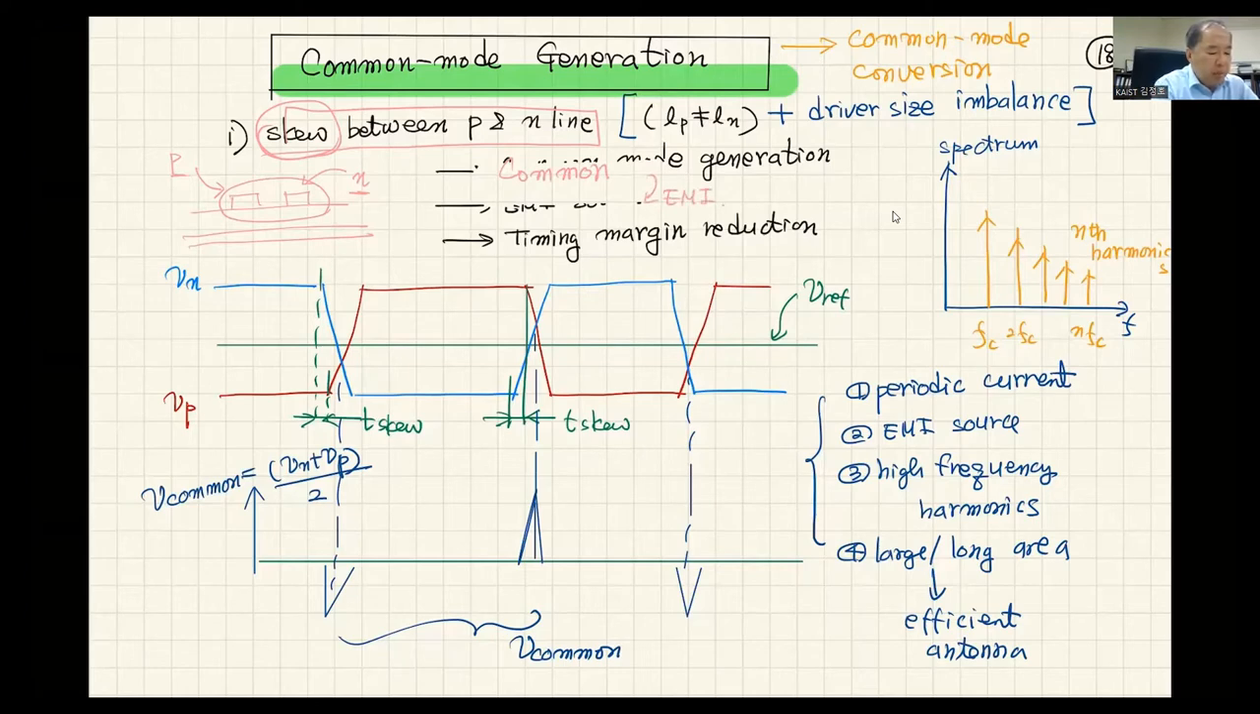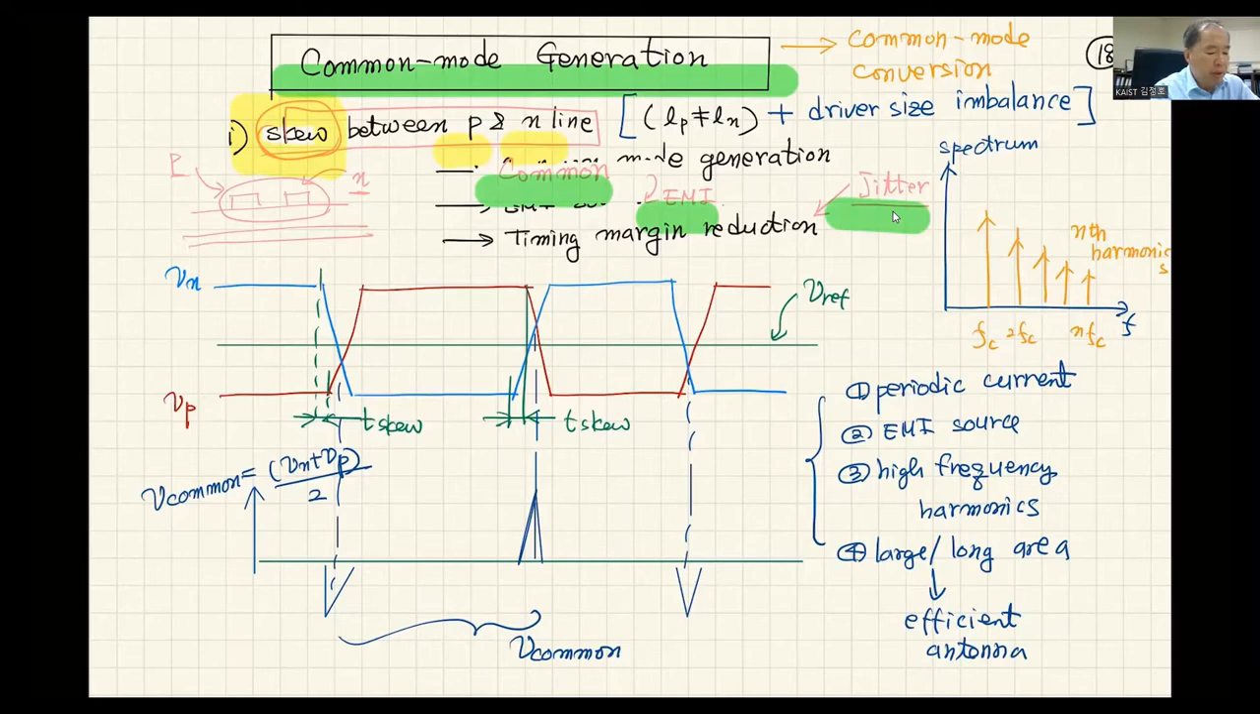And sometimes we're gonna see timing margin reduction that is called jitter. If we have jitter, we have small timing margin at the receiver, so it is very difficult to keep the right read operation at the receiver. So we wanna avoid common mode as much as possible, because that is a source of EMI and jitter. When does it happen? What I would emphasize at this moment is that if we have a skew between P line and N line, then we're gonna generate the common mode.